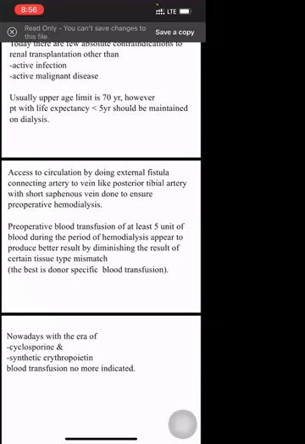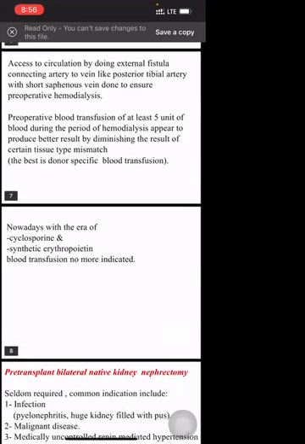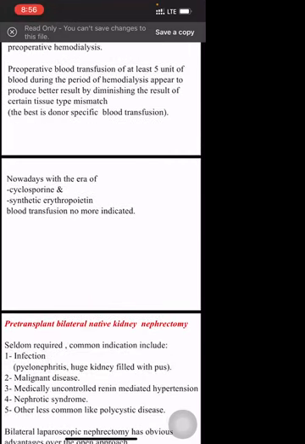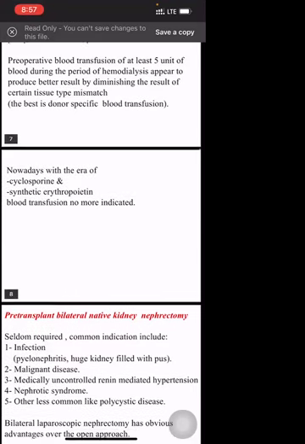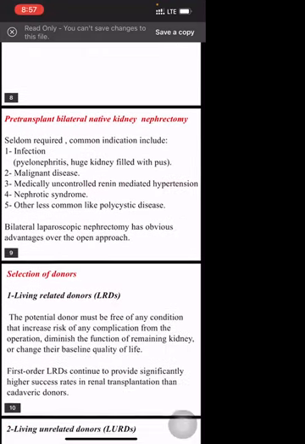by diminishing the results of certain tissue type mismatching. The basis is donor-specific blood transfusion. Nowadays, with the era of cyclosporine and erythropoietin, blood transfusion is no longer needed.